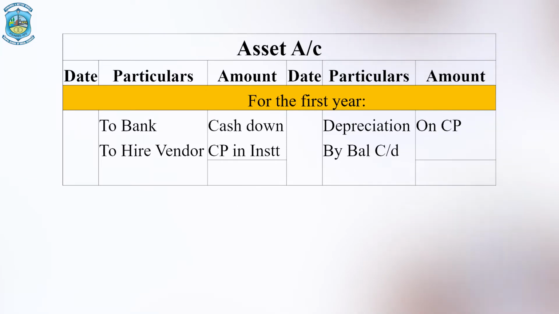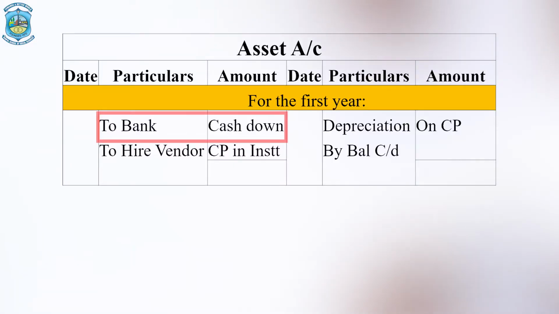On the debit side, this particular entry of down payment is recorded as to bank. Now, always remember that this down payment never includes interest, and all the amounts which are to be recorded in the books of accounts, especially in the asset account, will never include interest. The asset account will always be recorded with the cash price paid in installments.